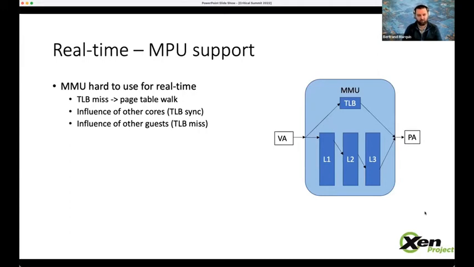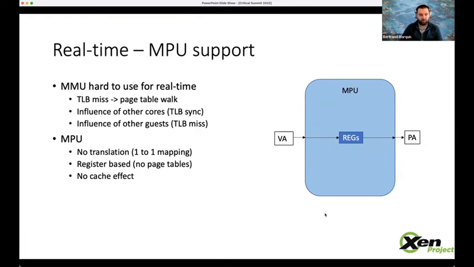This system is hard to use for real time, as the worst case time required can be high. When something is not in the TLB, we need to go through the page table in memory, which can have some cache effects. If other cores are doing operations with the MMU, those could end up in some TLB flushes triggered by other cores. Also, if there are several guests running on the same cores, the TLBs might be flushed by this guest because it has other needs for mapping, and as a consequence, our application will behave differently.